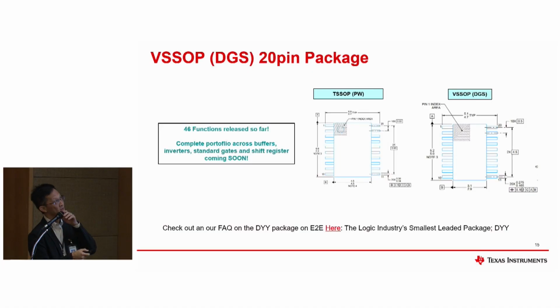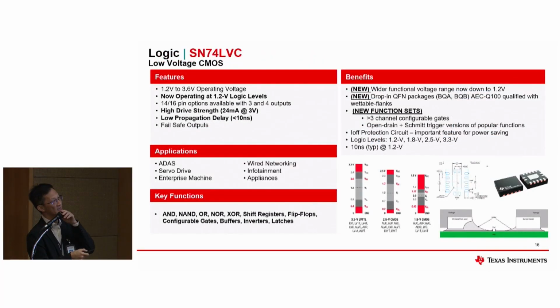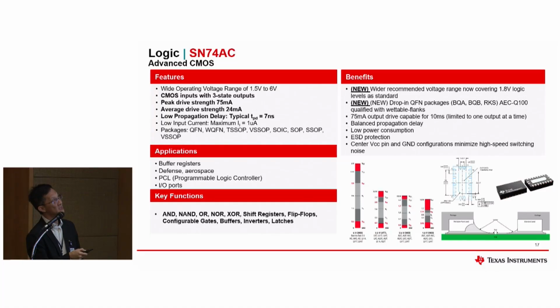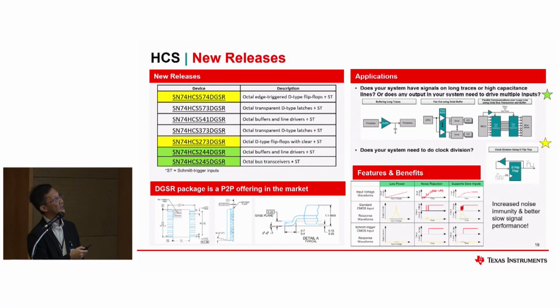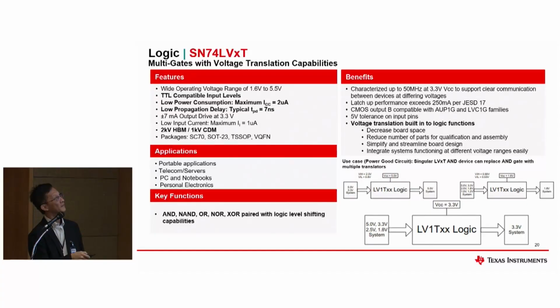Okay, so I move on. This is just a recap of what I mentioned, the 6 product families across our logic family, right? The standard low voltage, we call it the LVC, and then the AC and the ACT with the TTL compatible, and of course the one that I mentioned just now, when you see an S, it means that the inputs are with a Schmitt trigger, right? So these are the so-called newer products that come out from TI. And of course, another one is called the multi-gates with voltage translation.